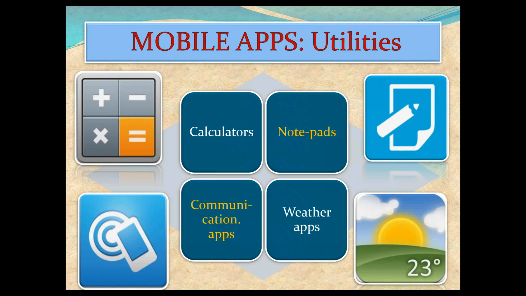So first and most, we're going to start with the utilities applications, and they're likely the kinds of applications that are taking up the most room on your screens right now. What makes them so different? They are handy tools that you carry and that help you perform simple tasks. Examples are calculators, notepads, communication apps and weather apps.